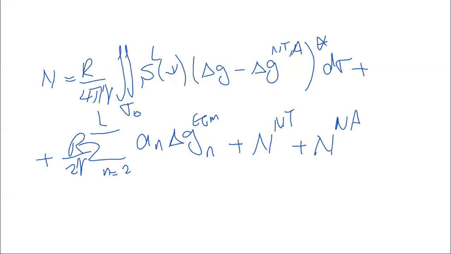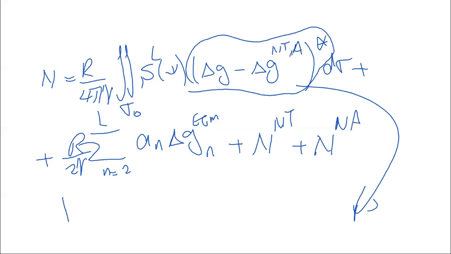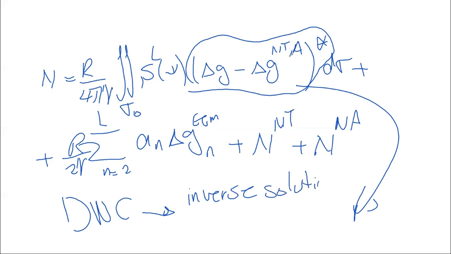And the downward continuation here is done by DWC, downward continuation by inverse solution of the Poisson integral. So they numerically solve this integral for doing the downward continuation.